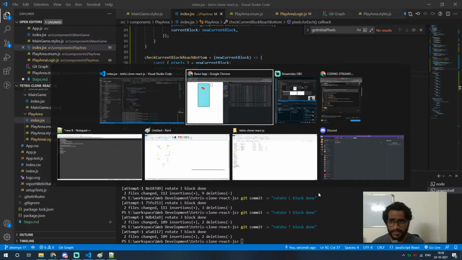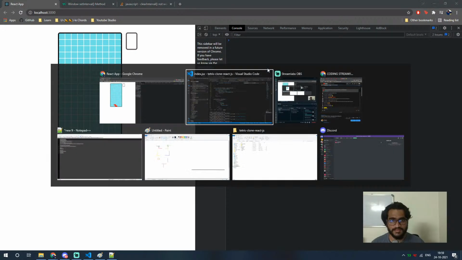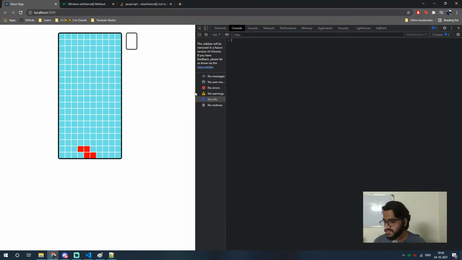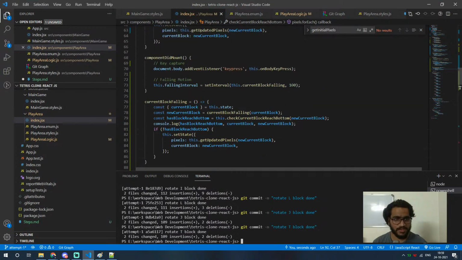I don't know why it sometimes behaves such that it shows something and does something else, but let's just hope this doesn't happen again. And I think we have achieved a lot in this session today.